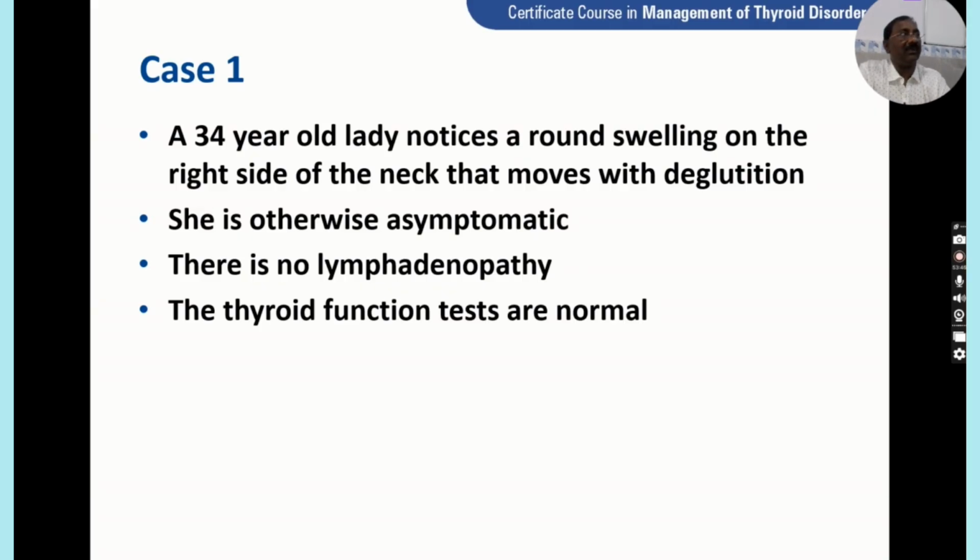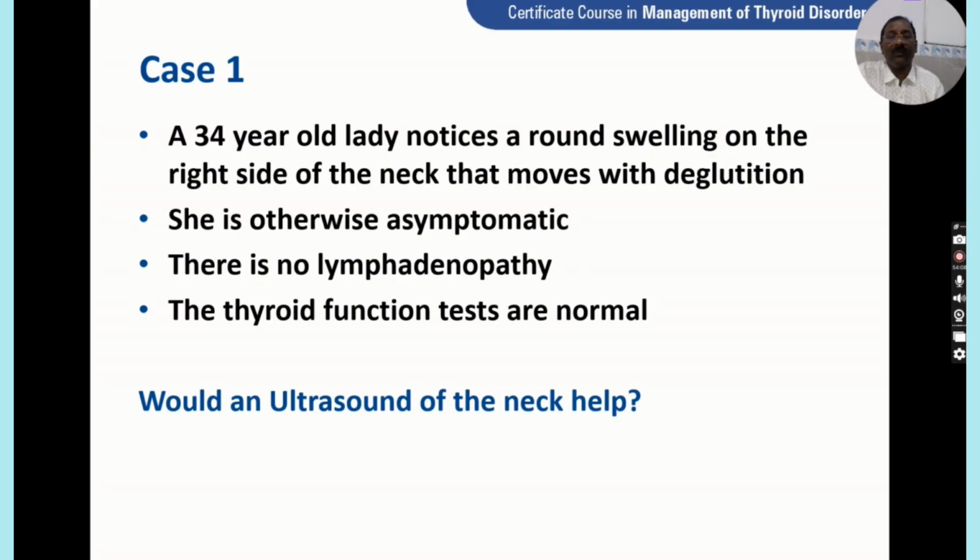She is otherwise asymptomatic. In other words, she has a thyroid swelling, asymptomatic, no lymph nodes. The thyroid functions are normal: TSH, T3 and T4 are normal. So what to do? Would an ultrasound of the neck help here?